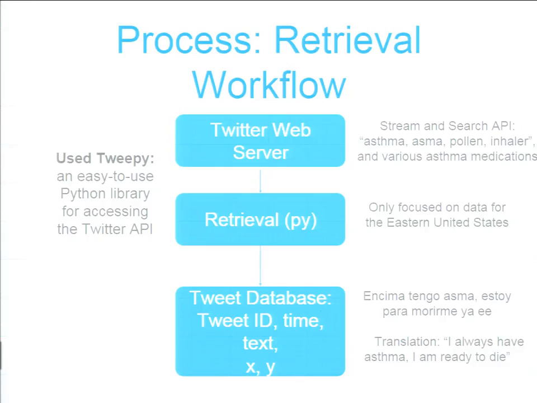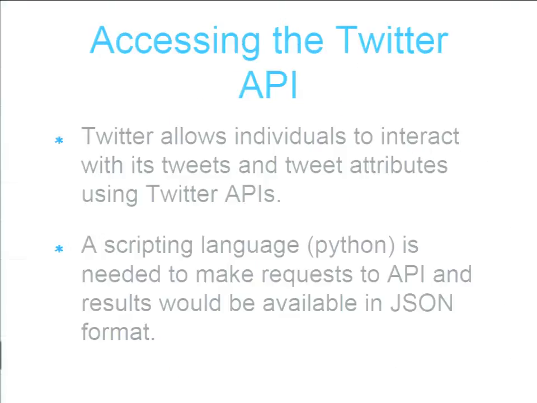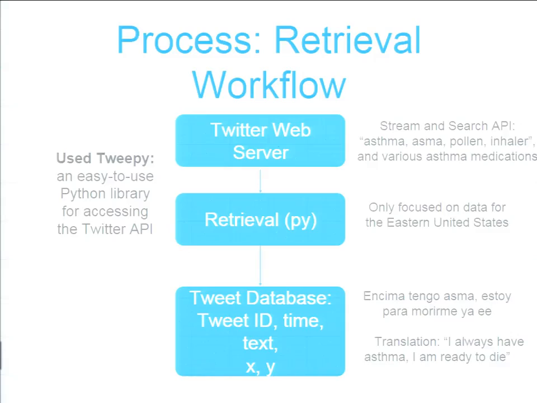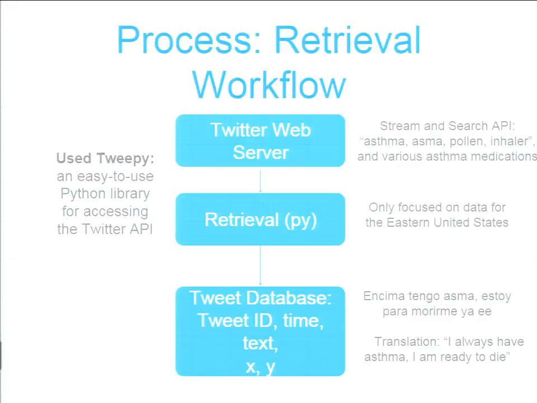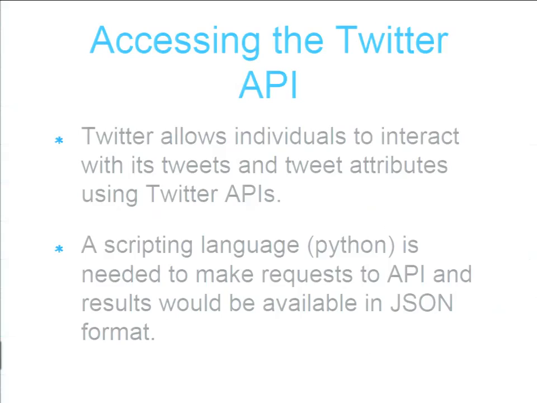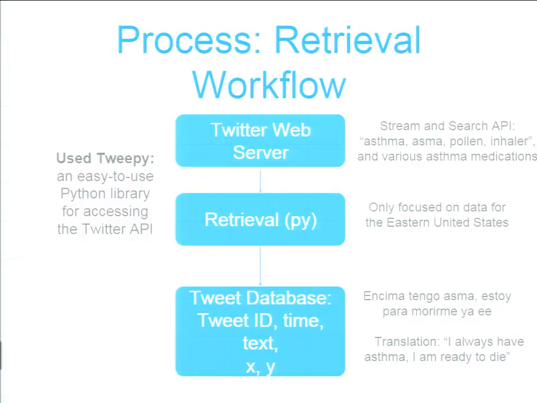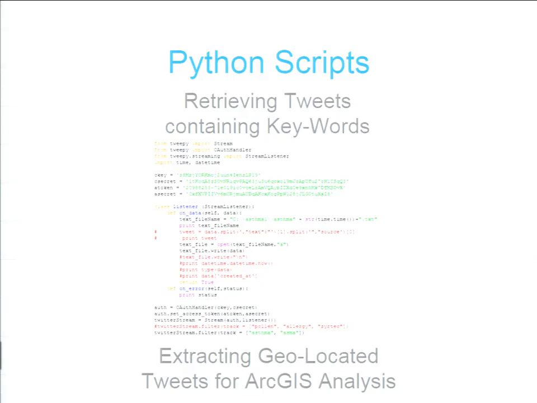So what I've basically done is I've streamed the Twitter web server for certain keywords like asthma and ASMA, which I think is asthma in Spanish, and inhaler, and I've used Tweepy, and I retrieved all the tweets. I only focused on the eastern part of the United States for this project. All the data was available in JSON format. I just had to convert it into a format which I could readily use in GIS. And this is just the script I used to extract the tweets.